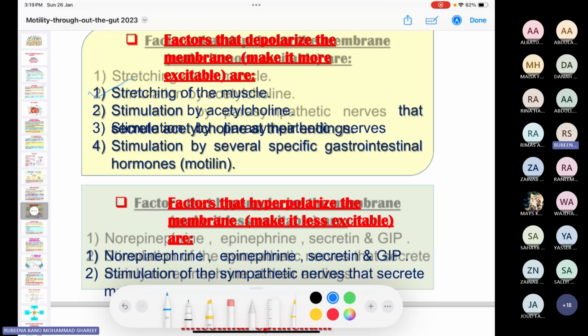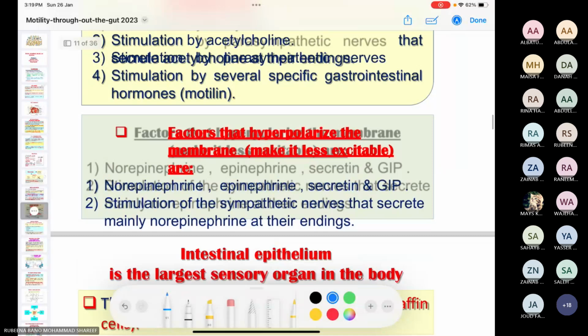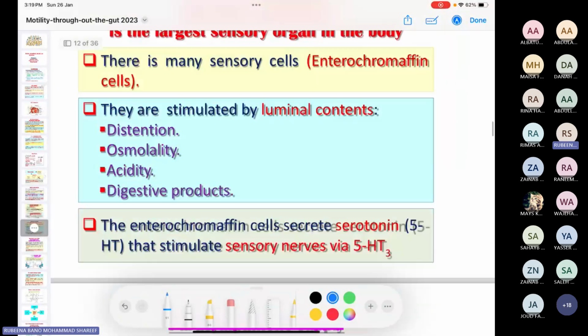Also due to the stimulation of... I think all the slide is overlapping.